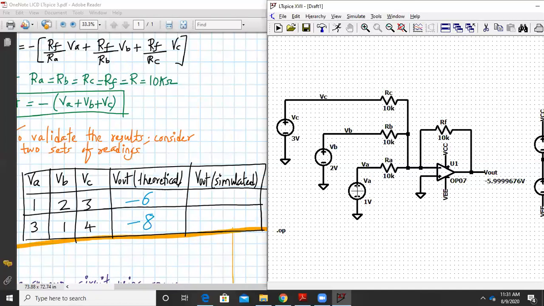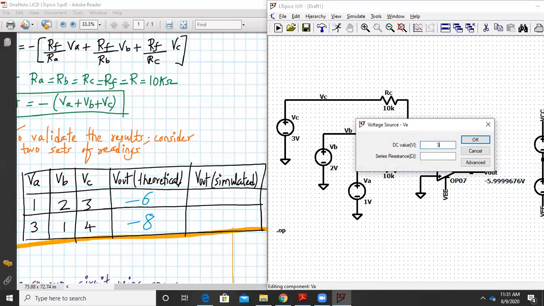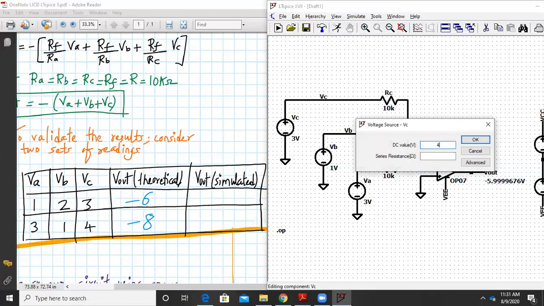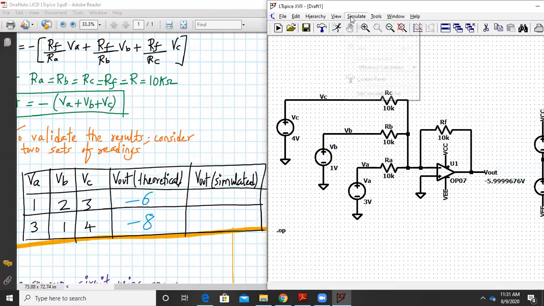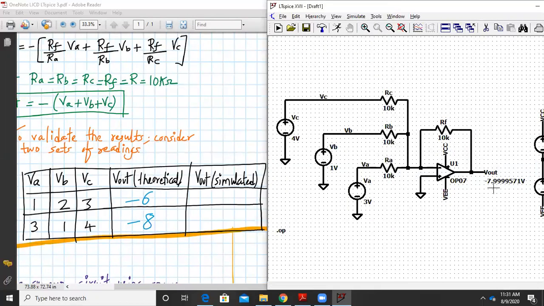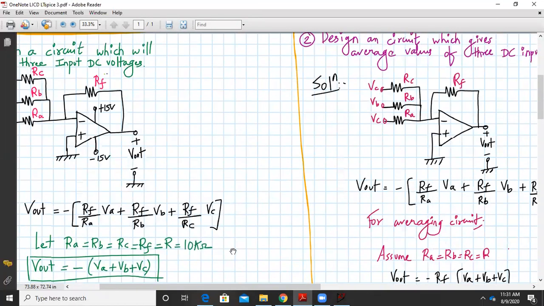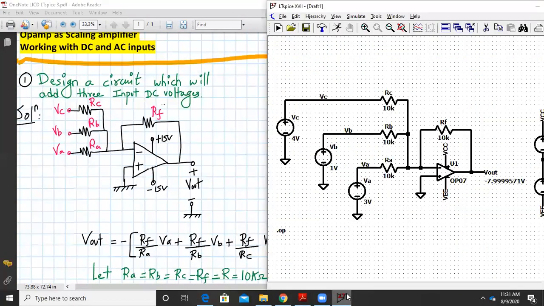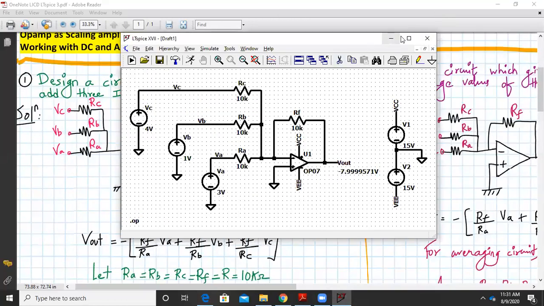Now let us change the input VA to 3 volts, VB to 1 volt as per the requirement, and VC to 4 volts. And let us check how much the output is now. So the output is now minus 7.99, and the theoretical value is minus 8. So this circuit is adding 3 input DC voltages perfectly fine. That's our design for adding. It will act as an inverting adder pretty well.